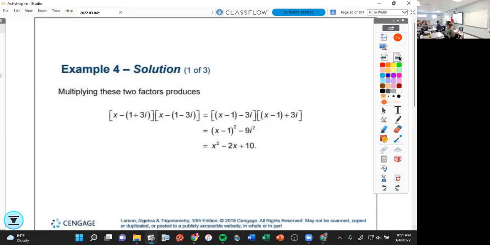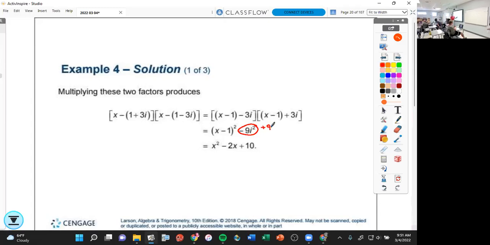So now what we have here, if you'll notice, x minus 1 minus 3i, x minus 1 plus 3i. Well, that's a difference of squares. That multiplies into x minus 1 squared minus 9i squared. But what's i squared? i squared is -1. So what does minus 9i squared really mean? Plus 9.